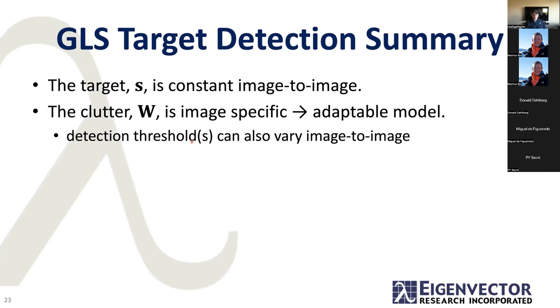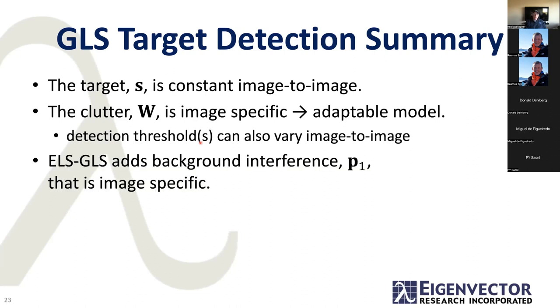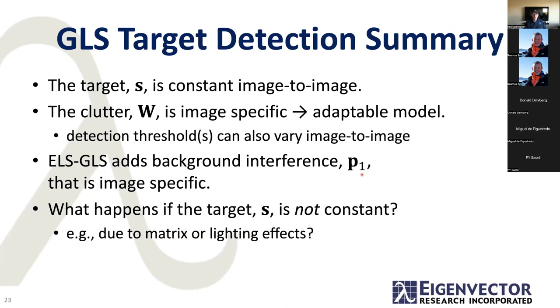We also have to keep in mind that our detection thresholds might change depending on what our materials are and how their signals change as well. Well, the ELS-GLS also adds this background interference that's also image specific, so it's also adaptable.